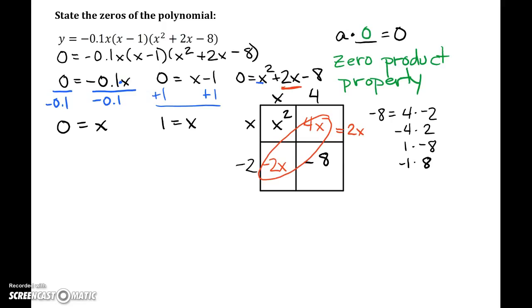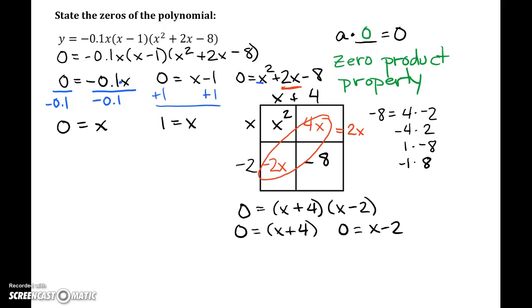So now I can write the equation as 0 equals x plus 4 from the top. We put a plus because it's a positive 4. And along the side, x minus 2. And just like we did before with the zero product property, I can now make two smaller equations using the two factors that I just found. So I can say 0 equals x plus 4, and 0 equals x minus 2. Now you don't need the parentheses there. You can put them in, you can leave them out.